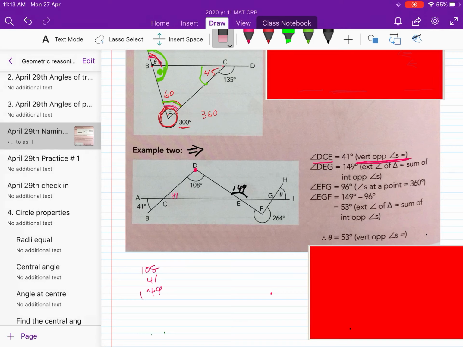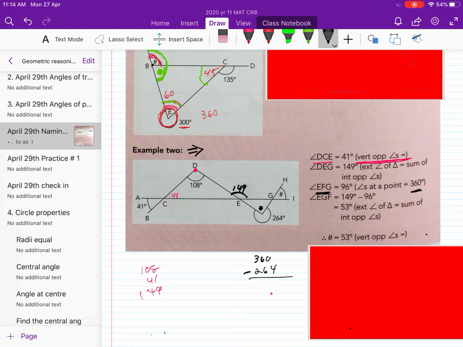Now, if DEG is 149, then the next thing I could do is EFG. I could find that one because that's angles on a point, right? So they went here. EFG, which is this one here, is 96 because angles on a point add to 360, so that's 264, and 360 minus the 264 is 96, so that gives me that one. Now, how is that helpful? Well, that allows me to get EGF.